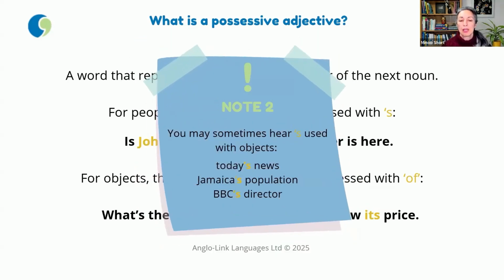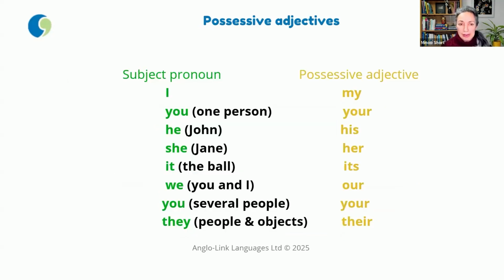And the second note is that you may sometimes hear apostrophe S used with objects, for example, with time frames like today's news, or with countries like Jamaica's population, also with organizations. This may happen, BBC's director. So the list of possessive adjectives is I, my; you, your; he, his; she, her; it, its; we, our; you, your; and they, their.